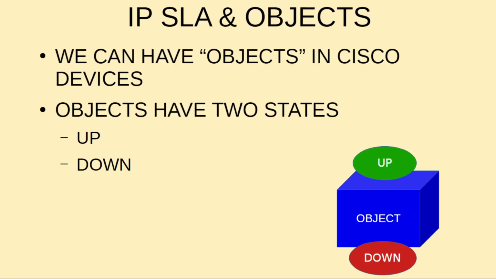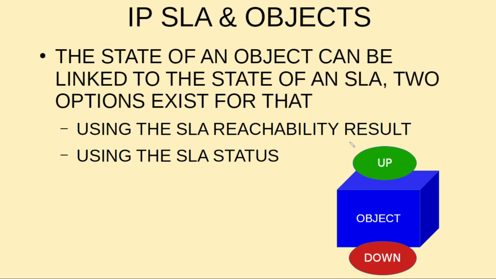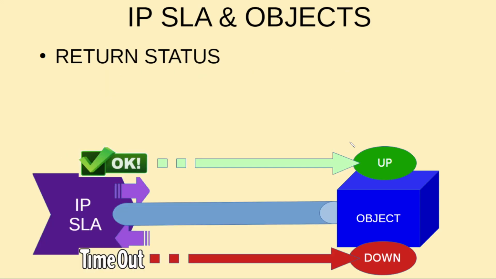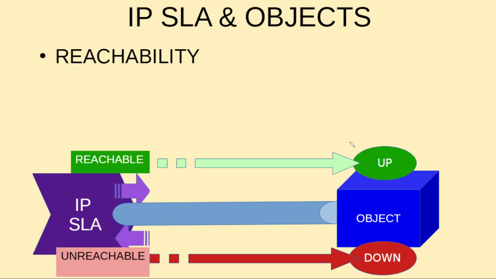Just a final note, within Cisco devices, we can create something that is known as an object, where this object has two states, up and down. We can link the state of an object with the result of an IPSLA. We have two options there, using the SLA reachability result or the SLA status. So for instance, if we were to use the status, timeouts will make the object go down, and OK will make the object go up. Or if we were using reachability, a reachable destination will make the object go up, and an unreachable destination will make the object go down.